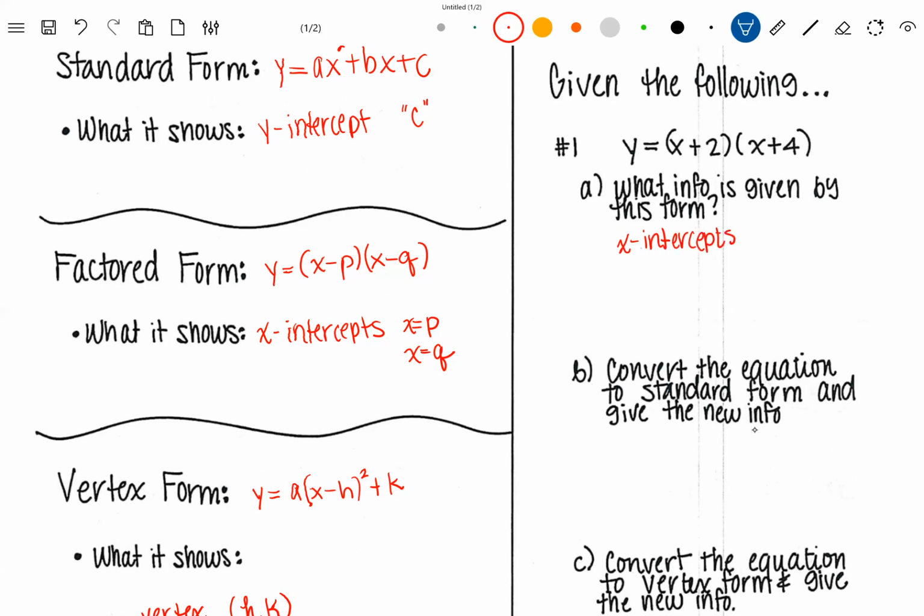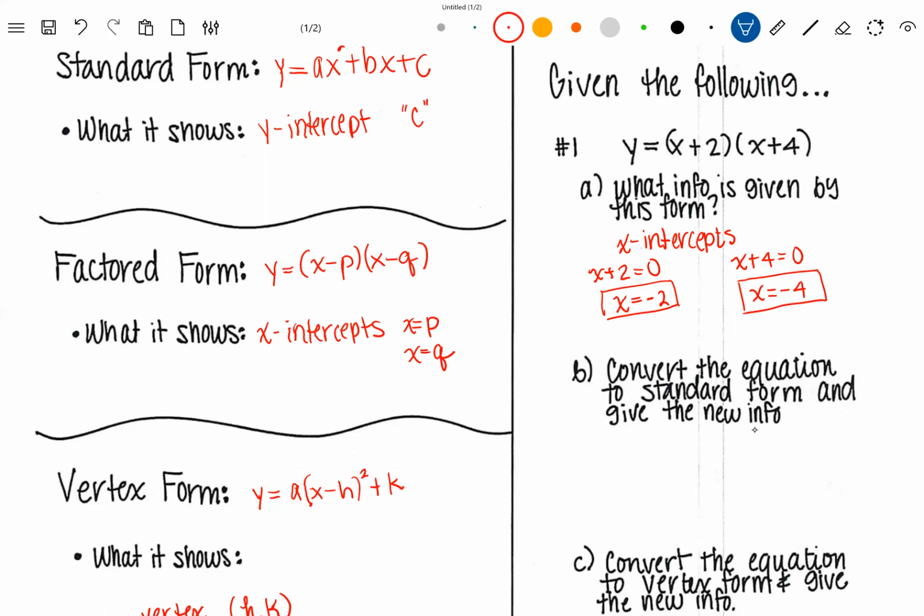The way you find the x-intercepts is you set each one of those factors equal to 0 and solve. So one of the x-intercepts is x equals -2. The other x-intercept is x equals -4. That's where it crosses the x-axis.